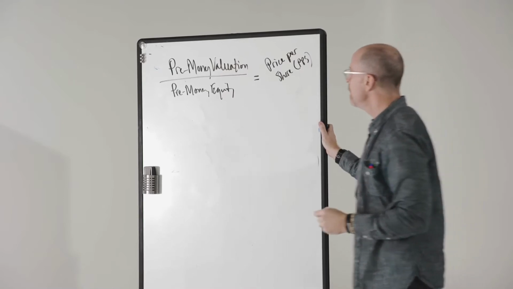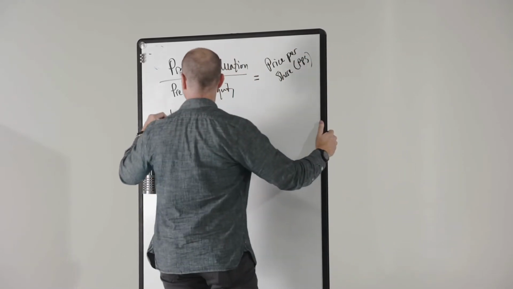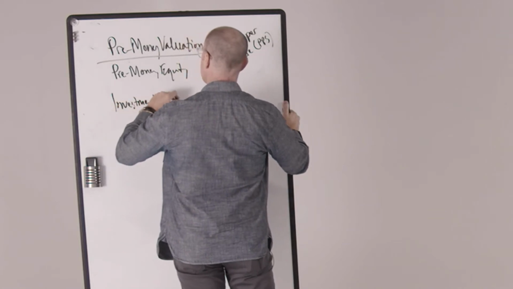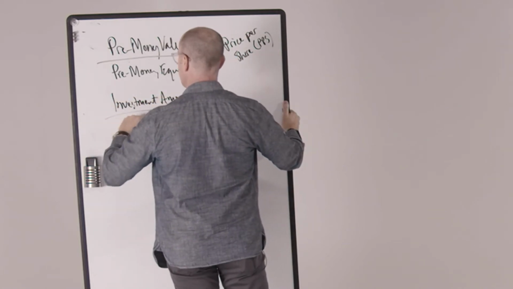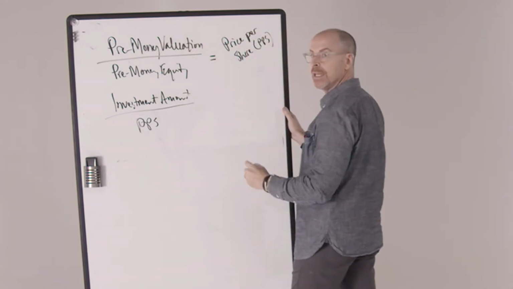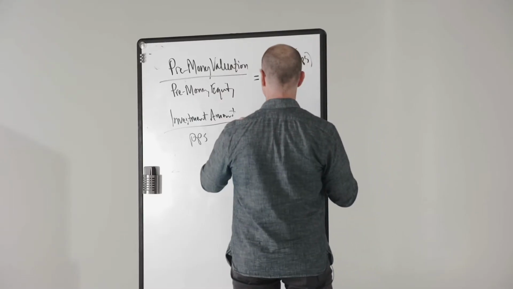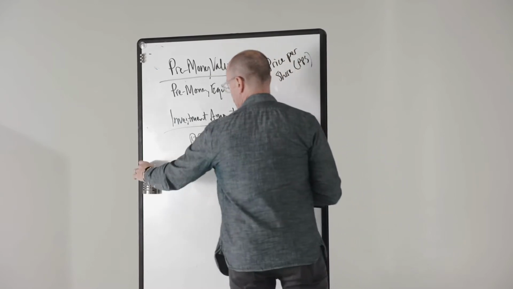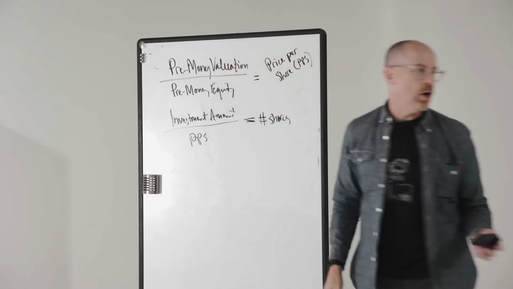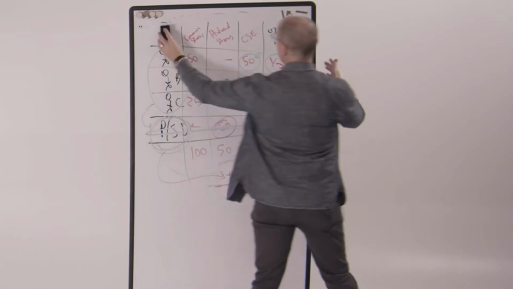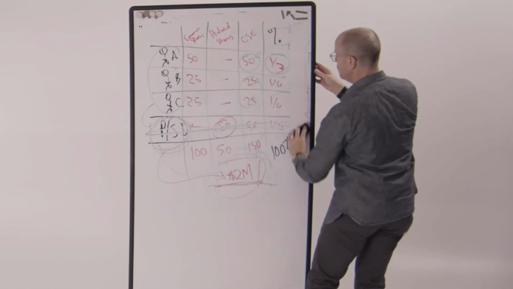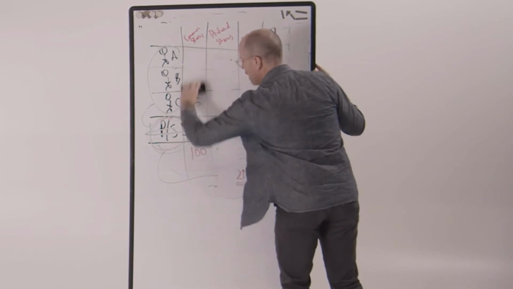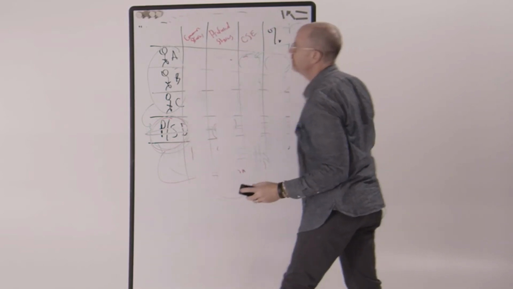Okay? Then investment amount divided by price per share equals the number of shares. Okay. We are solving for the number of shares. Why? Well, because without the number of shares, we don't know how our cap table lays out, right?